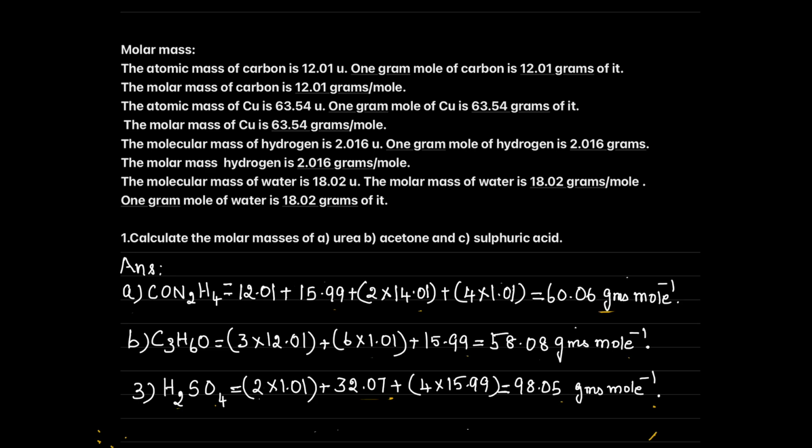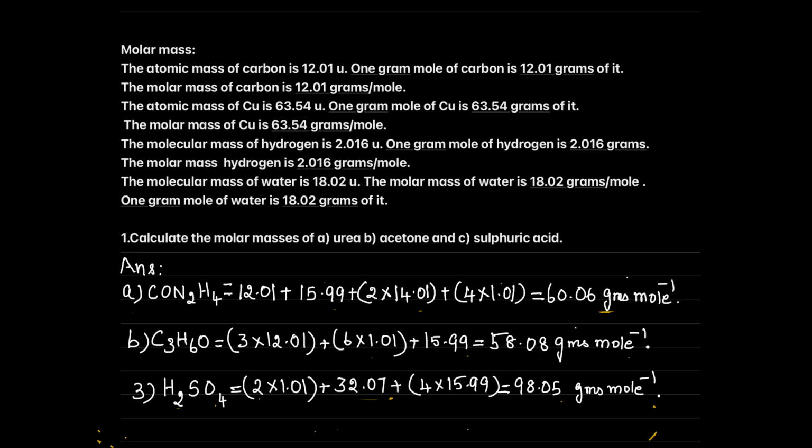Copper is of atomic mass 63.54 U and is monatomic similar to carbon. 1 gram mole of copper is 63.54 grams and its molar mass is 63.54 grams per mole. Since carbon and copper are monatomic, the term gram atom can be used instead of gram moles for them.